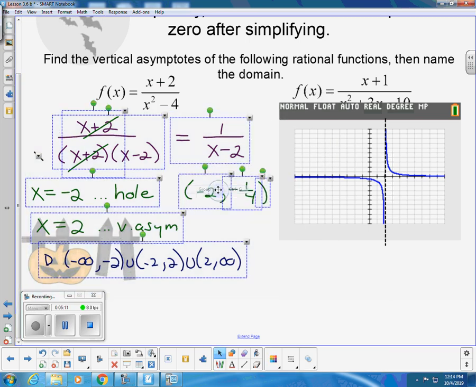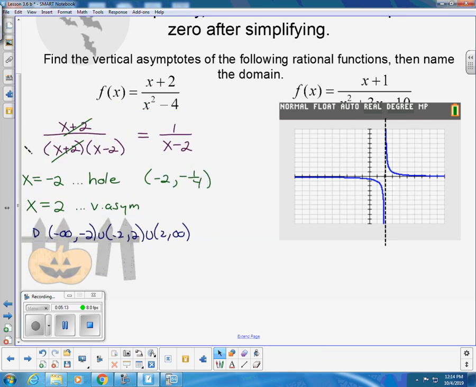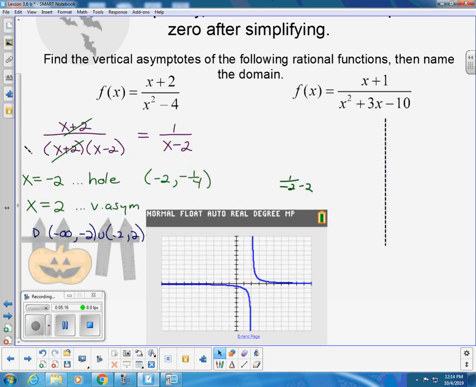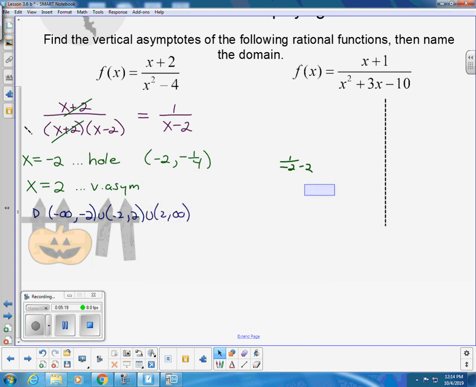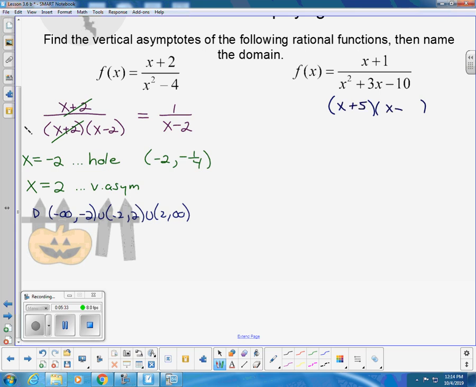Let's try the next one. See how we do. Any questions on what we did so far? So the first thing we're going to do is factor. Again, if you can't factor this quickly, it makes your life horrible in here. You know what I mean? All right, so we practiced it. Do we have a hole in this graph? No. No holes. Nothing cancels. So what are the vertical asymptotes?